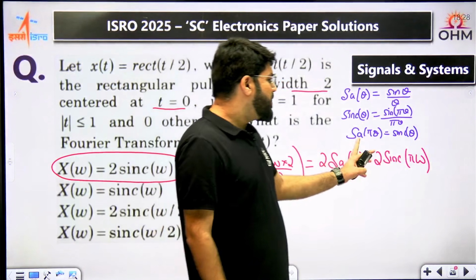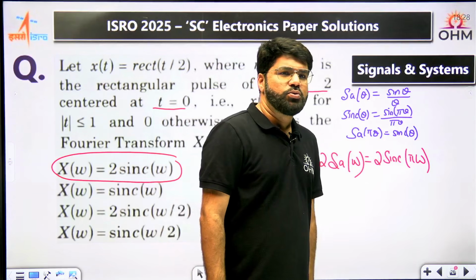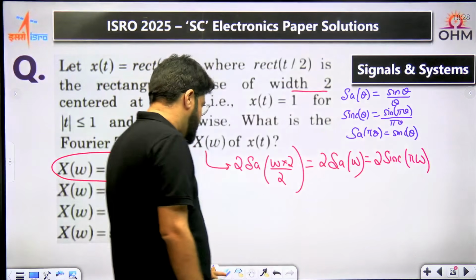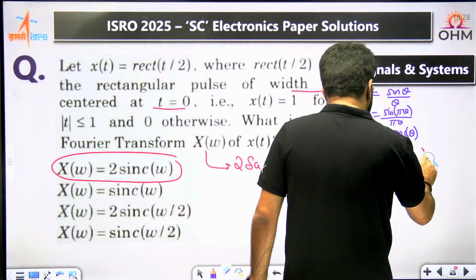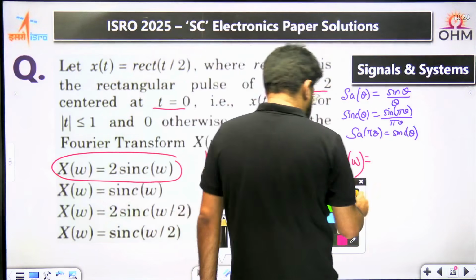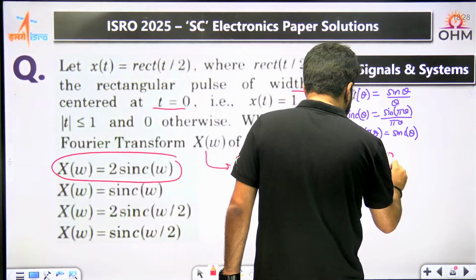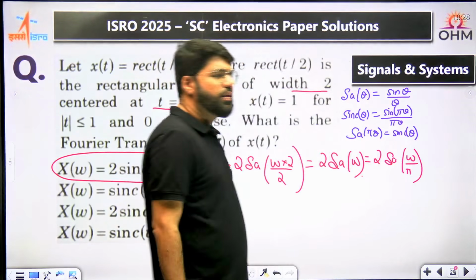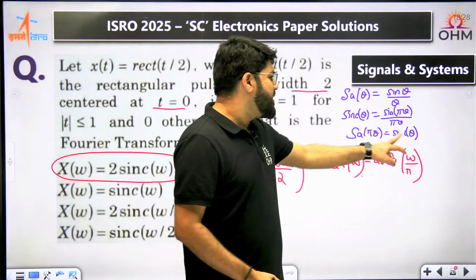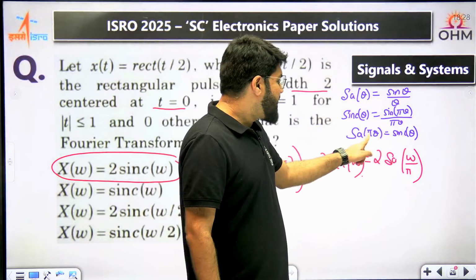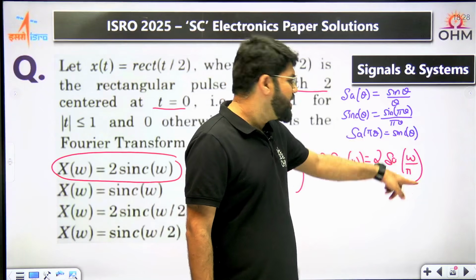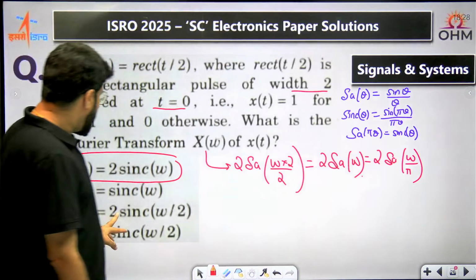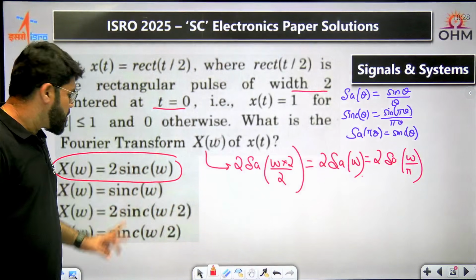So if you have to convert anything from the sampling to the sinc domain, what you have to do? Okay, sorry, I think I've written it reversed. What you have to do? You can write it as 2 sampling omega by pi. Sampling pi theta is sinc theta. Sinc theta is sampling pi theta. Or what is sampling theta? Divide by pi here: sinc theta by pi, omega by pi. That is why I'm telling you the options are not correct here. It can be 2 sinc omega by pi maybe.